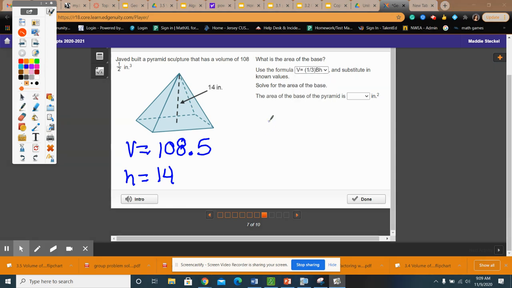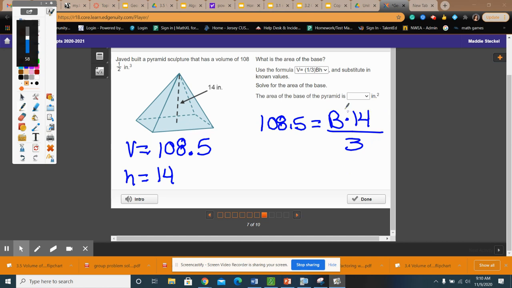And now we're going to figure it out. So the volume is 108.5. Big B, we don't know. The height, I do know, is 14. Divide by 3. So to get big B by itself, I first am going to multiply by 3. So I'm going to take 108.5 times 3, and that is 325.5. And that is big B times 14. That's supposed to be a 3. It's garbagey, but it's fine.